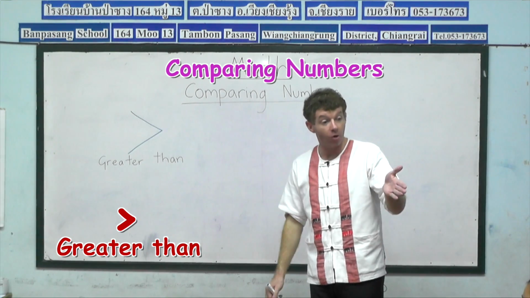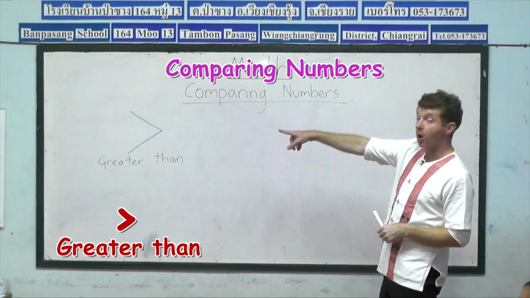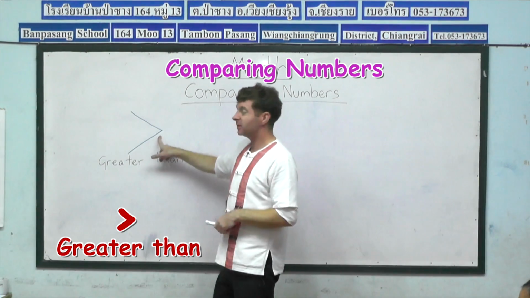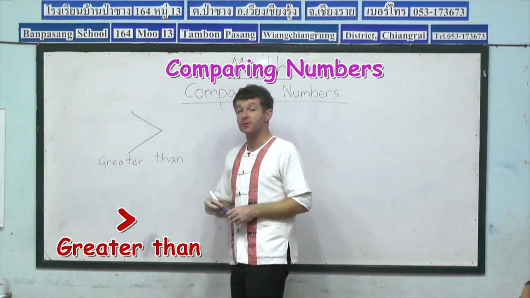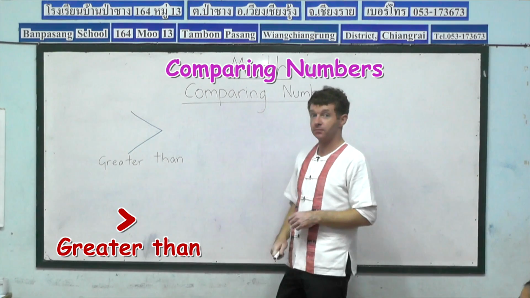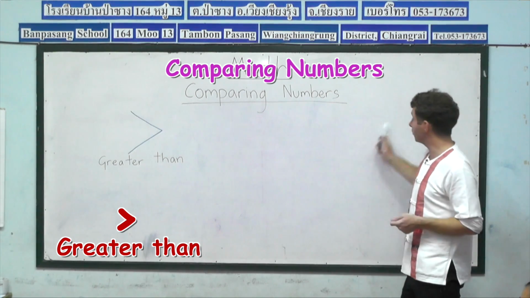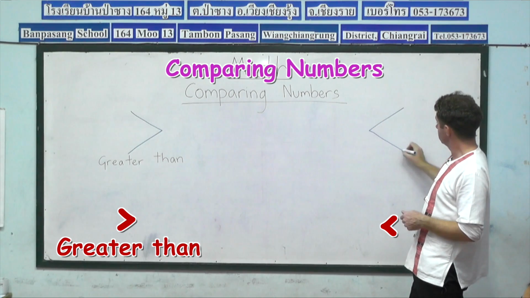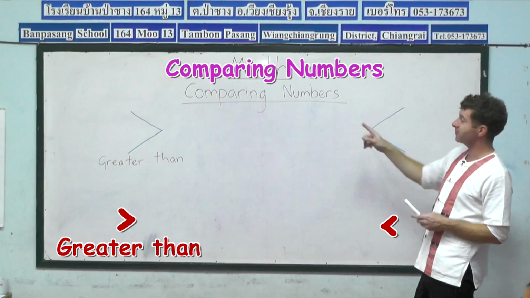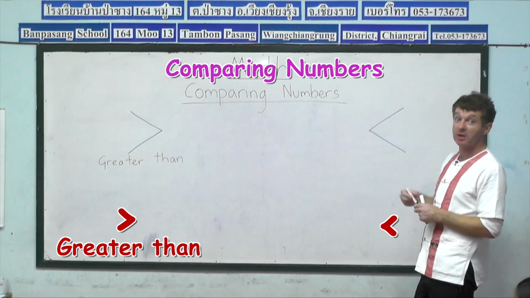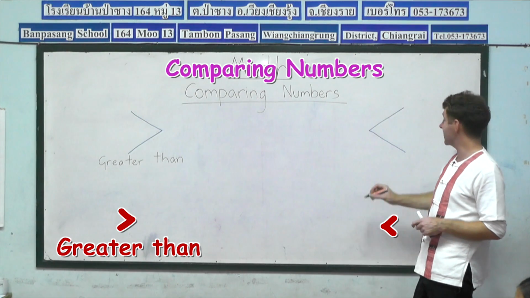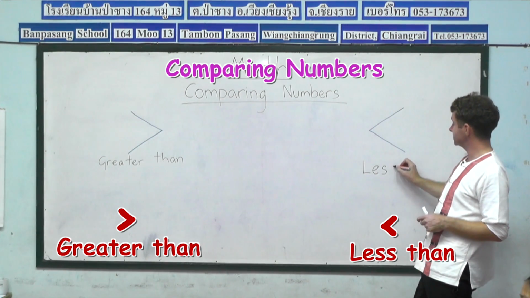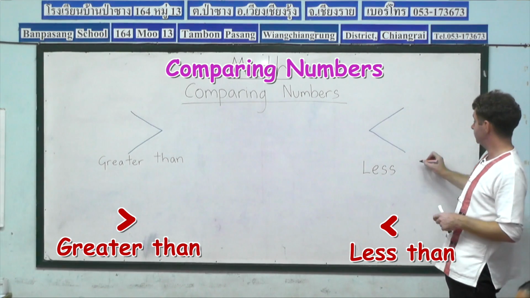And the opposite of greater than or bigger is smaller or less than. And for the opposite, we draw the opposite sign. You can see this symbol looks like an arrow pointing to the right for greater than. So for less than, we do an arrow pointing in the opposite direction. You see? It's the exact opposite of greater than. And we call this less than. L-E-S-S.